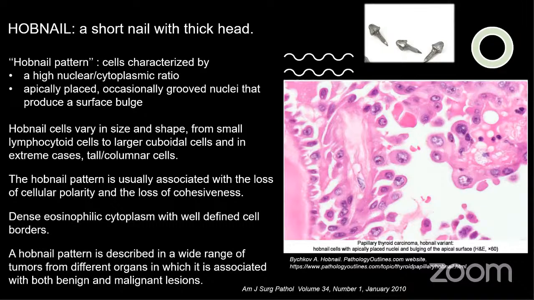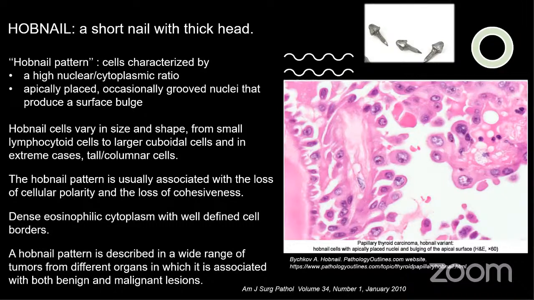We can see that there has been a shift of the nucleus, and there is loss of cohesiveness, which means that these cells, the hobnail cells, are now discohesive. And the cytoplasm is densely eosinophilic. The cell borders are well defined. Now, the hobnail pattern is described first in the papillary thyroid carcinoma, describing a hobnail variant of it.